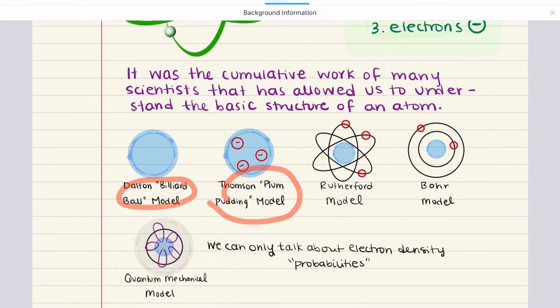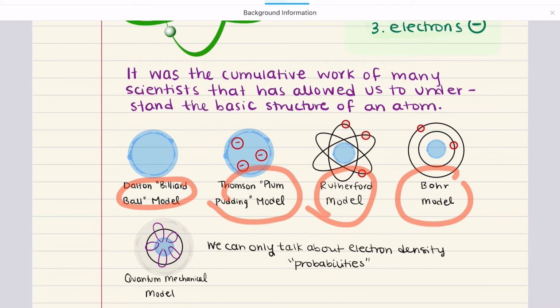Then, in 1911, Ernest Rutherford further refined our view of the atom by showing that although atoms consist mostly of empty space, at the center of every atom is an extremely small and dense nucleus, which is positively charged. And he was able to make these conclusions based off of his gold foil experiment. Then Bohr came along and developed his model, which suggests that the negative charges orbit the nucleus of an atom, which is made out of protons and neutrons.